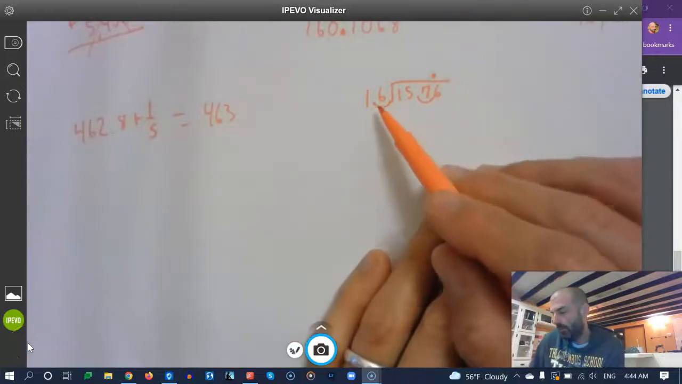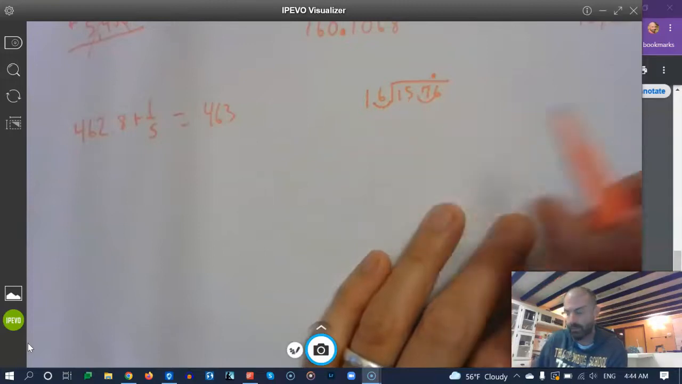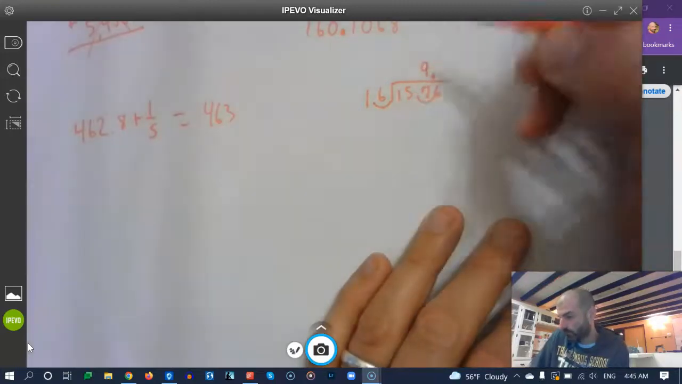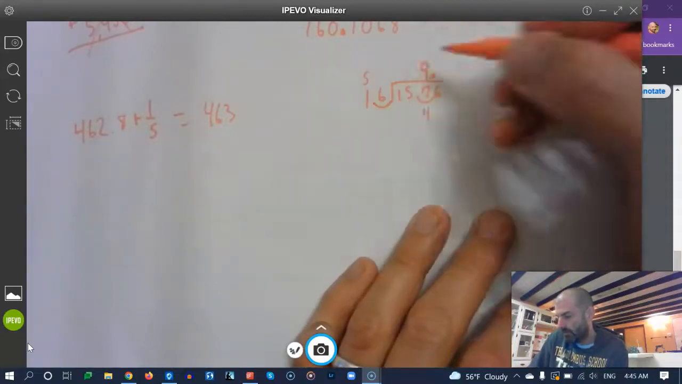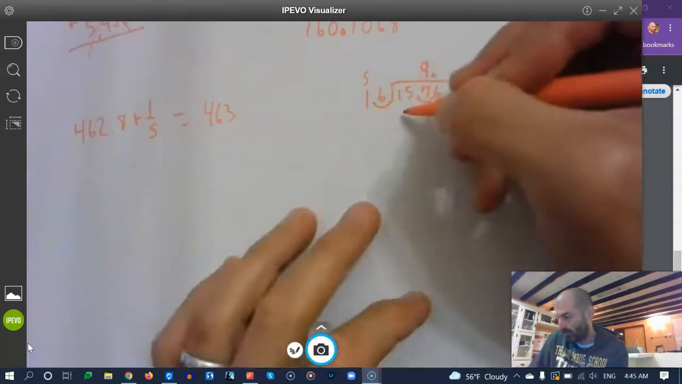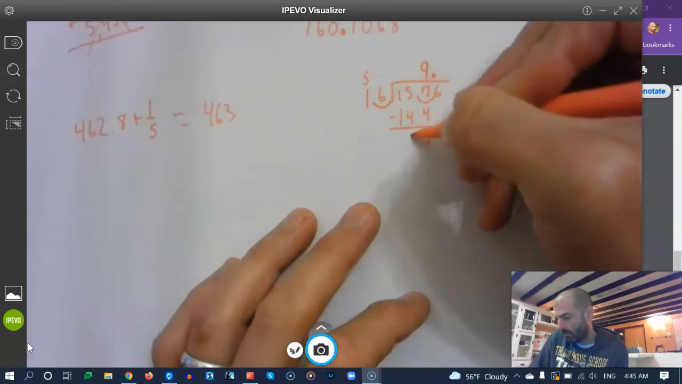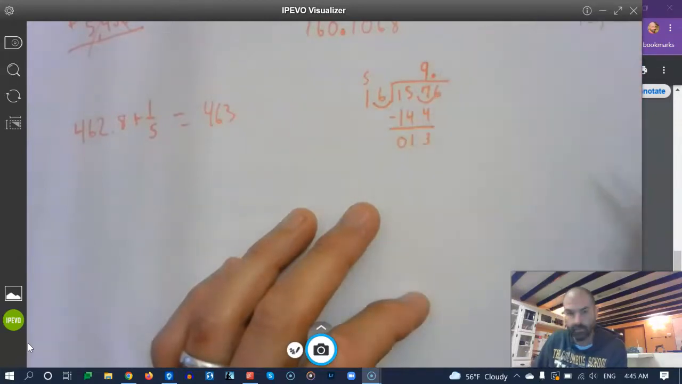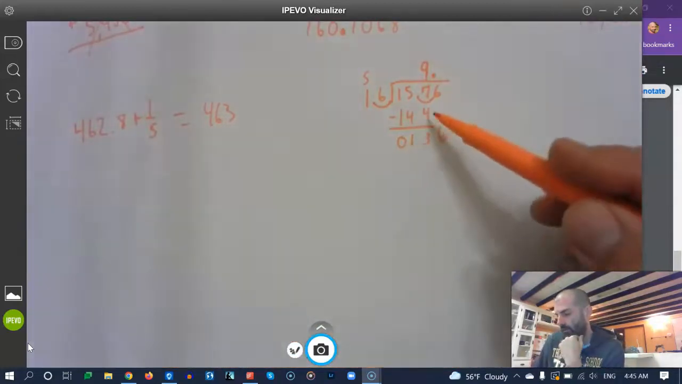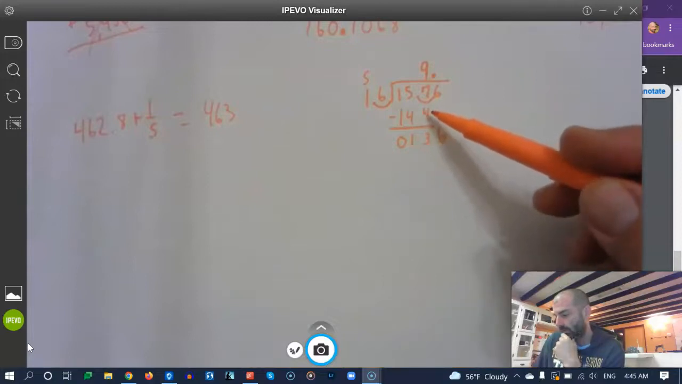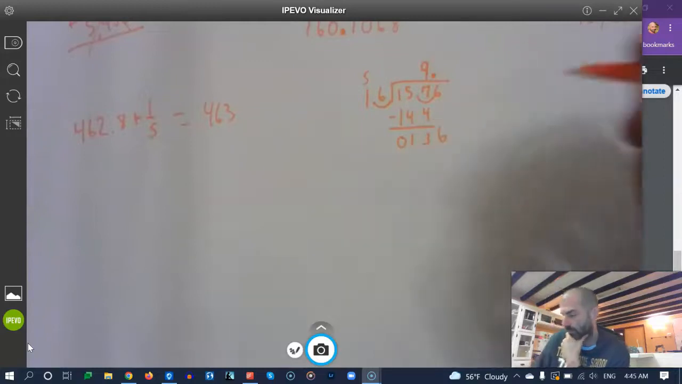All right, when I look at 16 into 157, that's close to 10, right? Because that would be 160, so I think 9 is going to be the one. 9 times 6 is 54. 9 times 1 is 9, plus 5 is 14. And now I subtract. 13 is less than 16, so I did the right math there. 136, I can't use 144. 16 less than that is what? 128. Now that works.